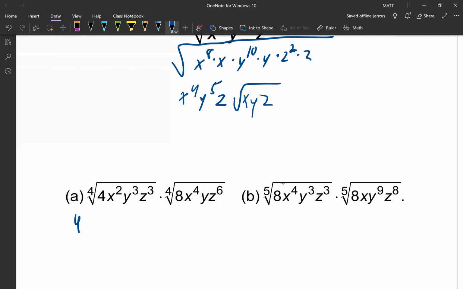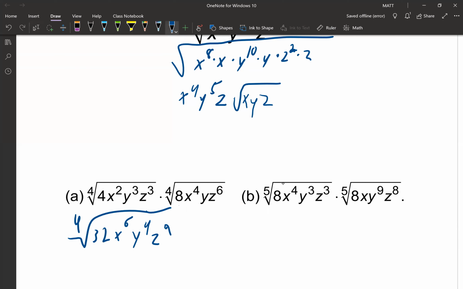So I have 8 times 4, which is 32, right? X squared multiplied by x to the 4th is x to the 6th. y to the third multiplied by y is y to the fourth. Z to the third multiplied by z to the sixth is z to the ninth.